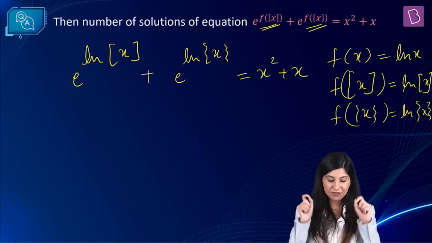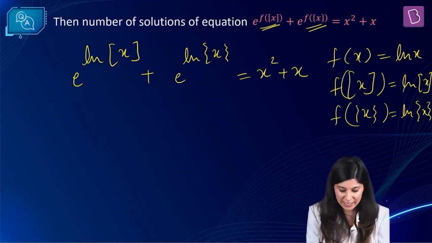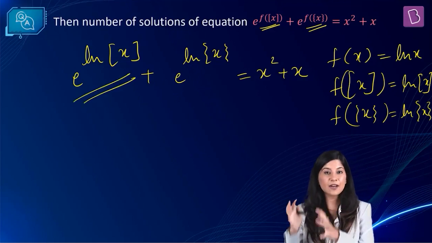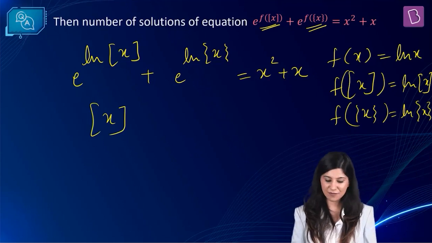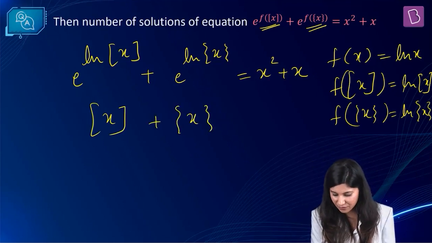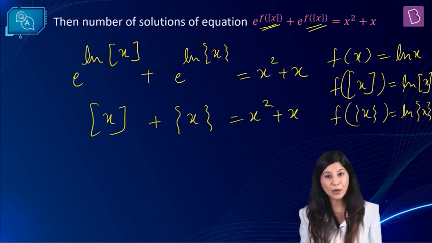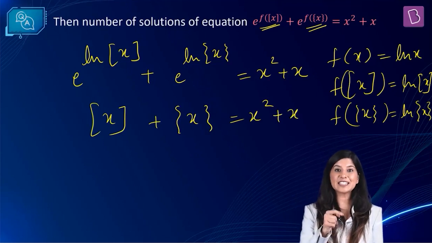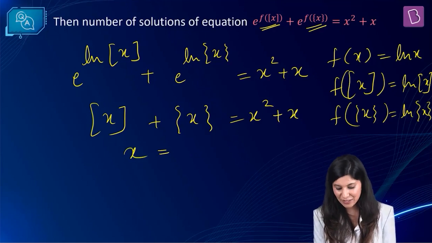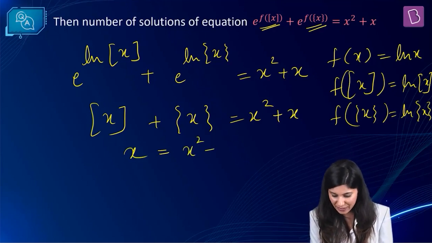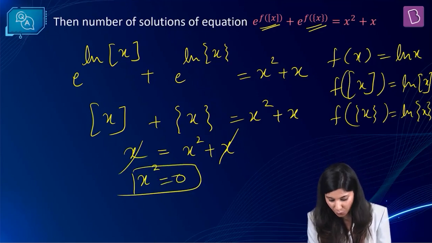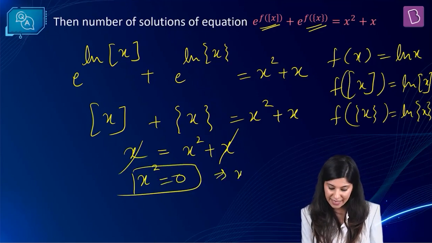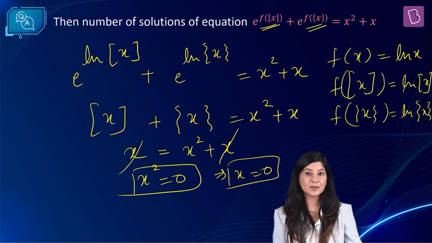Forget about the solution. We just need to simplify this first of all. So this would be what? E raised to power ln of something is directly that something. GIF of x, this is fractional part of x, this is x square plus x. All right. GIF x plus fractional part of x, do I need to tell you, is x? That is equal to x square plus x. X gone. X square equal to 0. That means x equal to 0 is the solution of this particular equation.